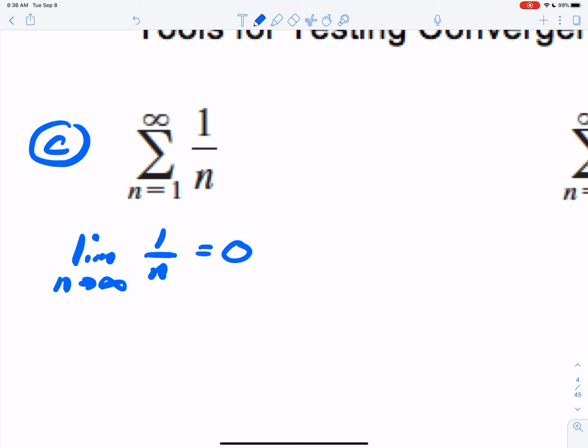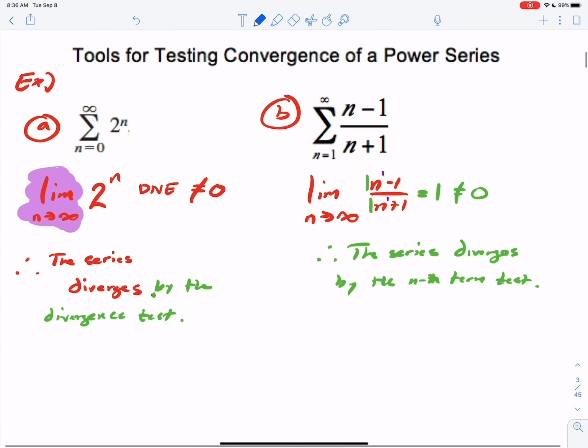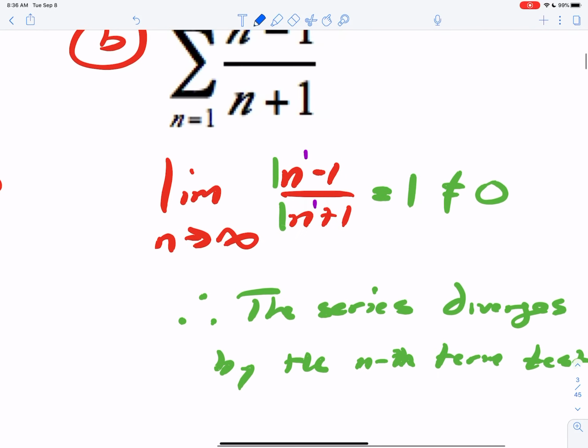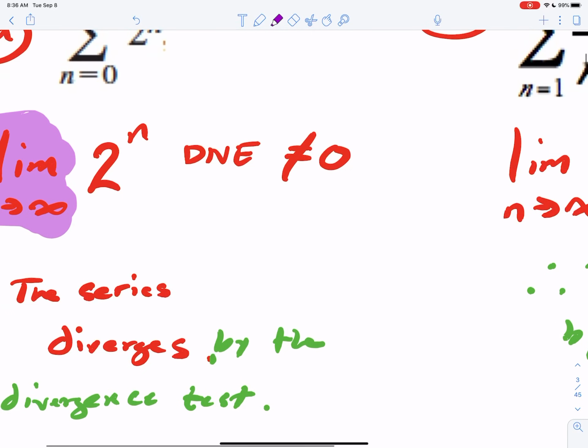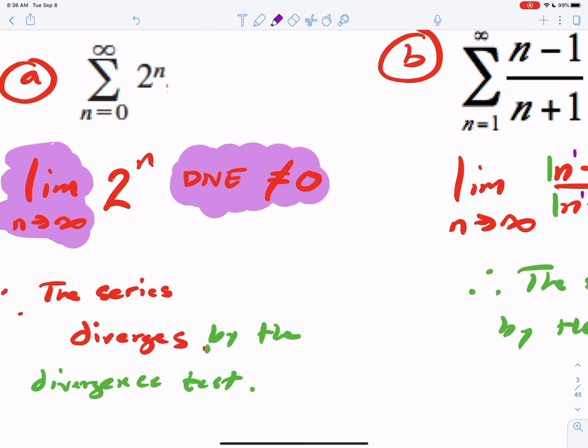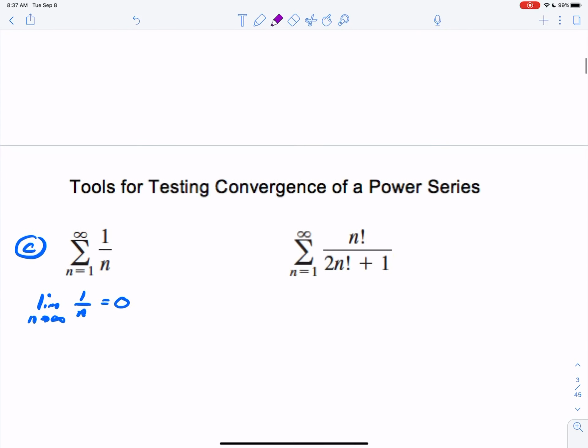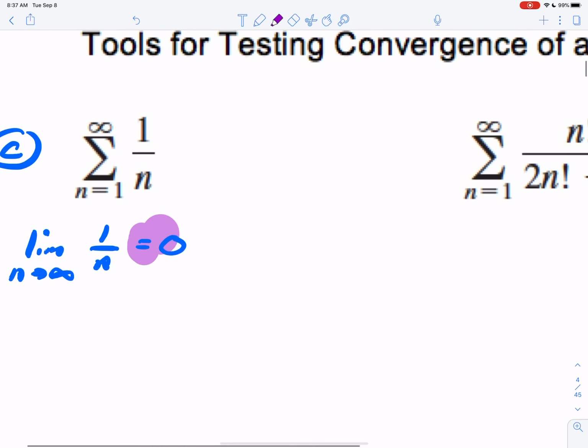Okay, what does that tell you? This comes out to 0 exactly. So you remember, if it doesn't come out to 0, we know it will diverge. But what if it does come out to 0? It does not mean the opposite, okay? If it comes out to 0, that means we don't have enough information. Don't say that it converges, okay?